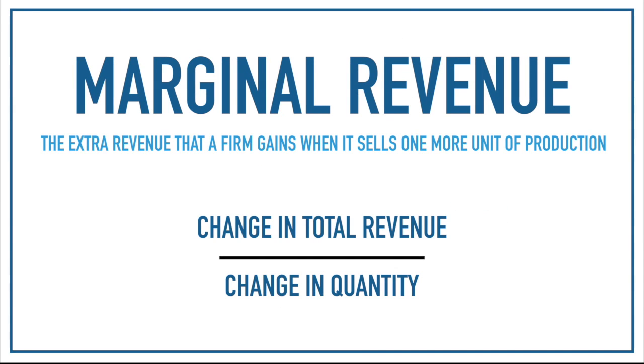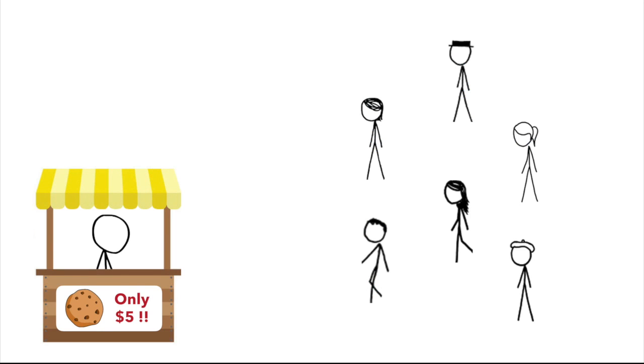Another important variable to keep in mind is marginal revenue. Marginal revenue is defined as the extra revenue that a firm gains when it sells one more unit of production. It can be calculated by dividing change in total revenue by the change in quantity sold. Let's get back to Tim.